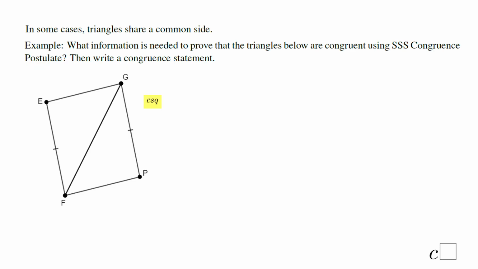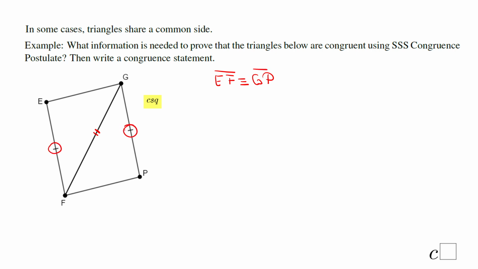Okay, in some cases, as I said, triangles share more than a vertex. In this case they share a common side. In this case we see that FG is the common side, which I can mark like this. It belongs to both triangles. So my first statement here will be segment EF, let's be correct, congruent with segment GP. We notice they are marked the same.